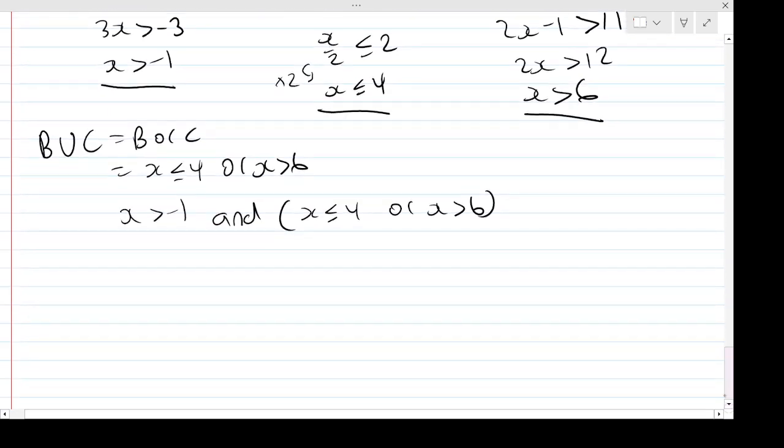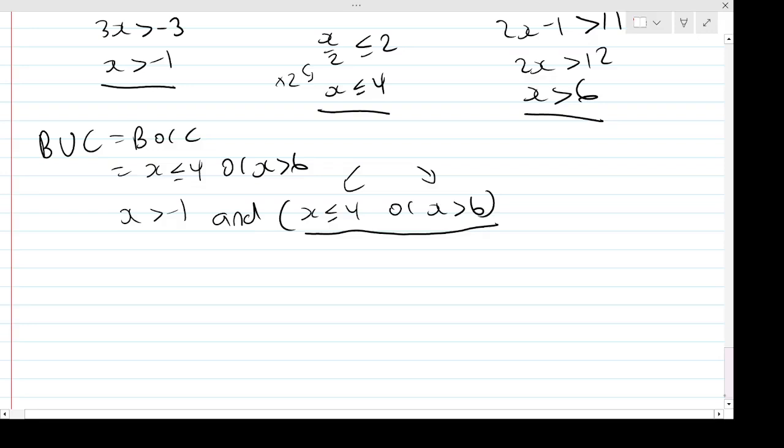Okay. I think this is probably where it gets a bit tricky to understand what's going on. Let's think about this. Basically, what this is saying is x has to be greater than minus 1 no matter what. So for each of these two inequalities, we can also apply x greater than minus 1, right? Because it has to be "and".